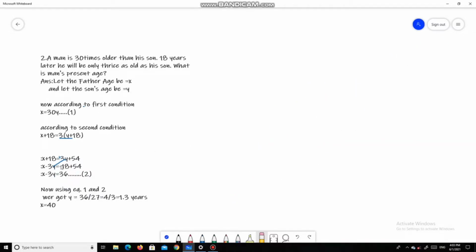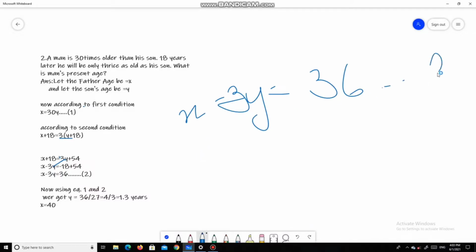we have to just subtract 18 from 54, like this: x minus 3y is equal to 36, because 54 minus 18 is equal to 36. Okay, this is our second condition.